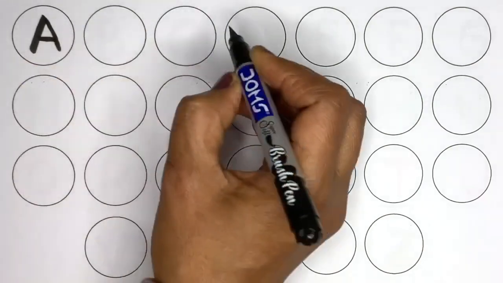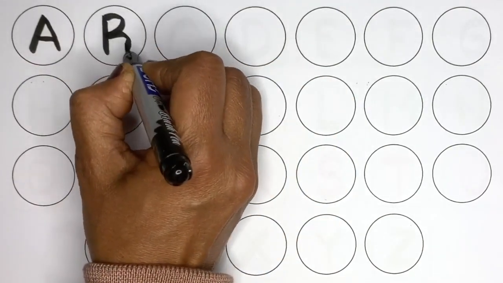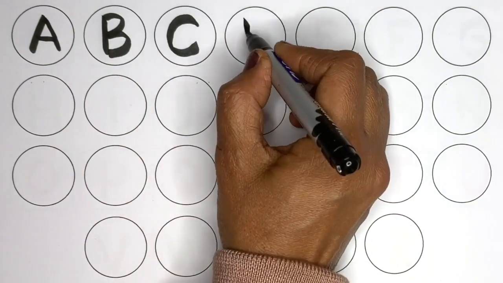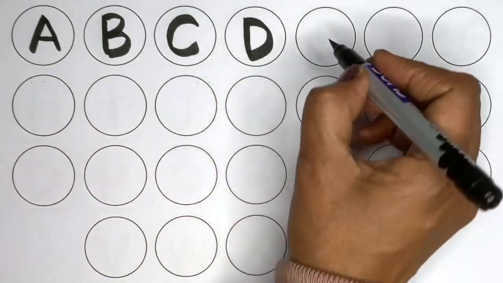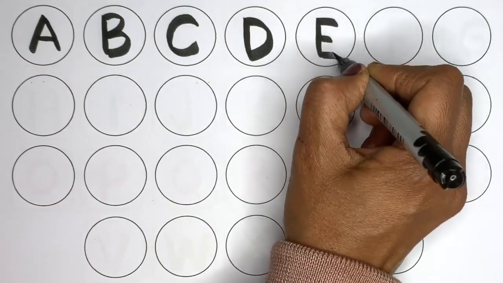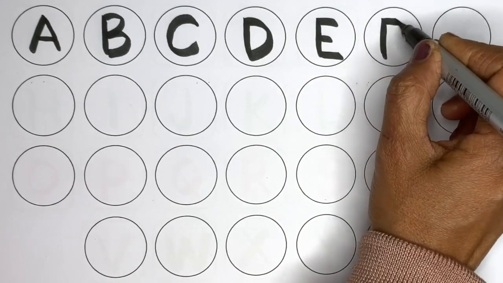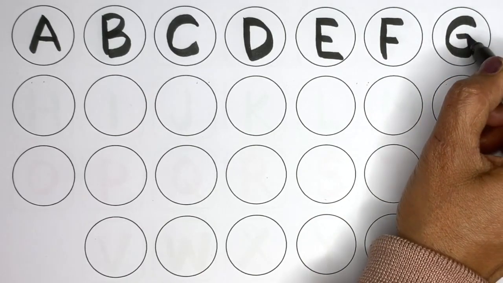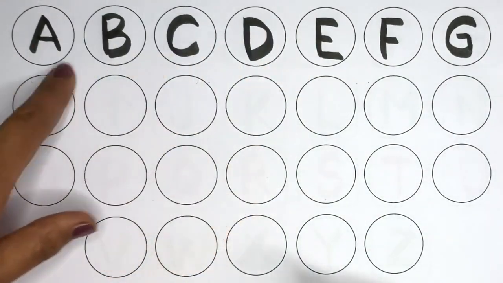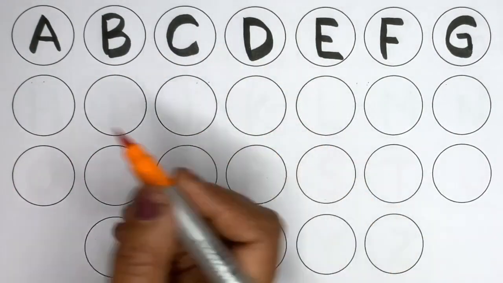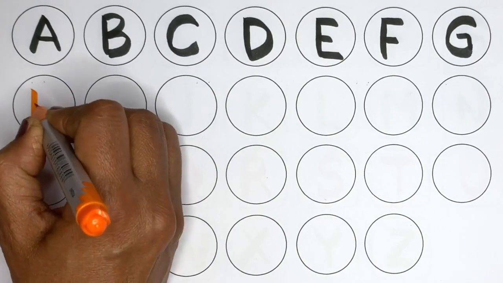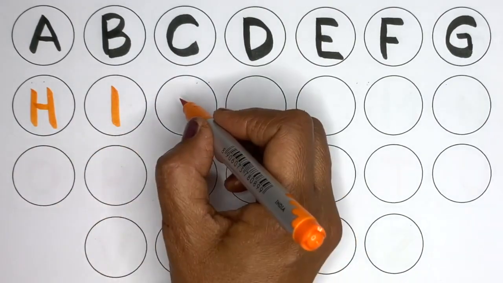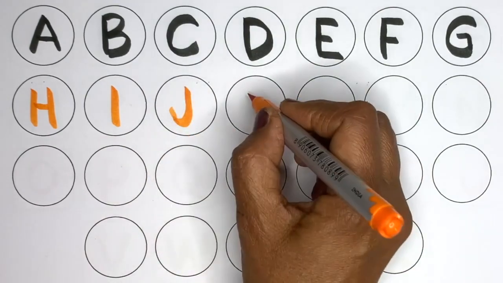A for apple. B for ball. C for cat. D for dog. E for elephant. F for fish. G for grapes. Black color. Orange. H for hen. I for ice cream. J for jug.